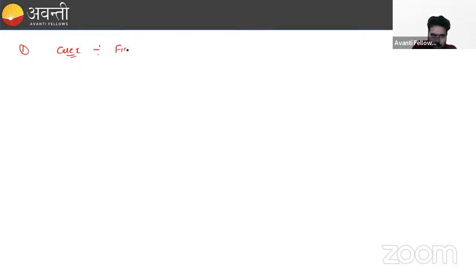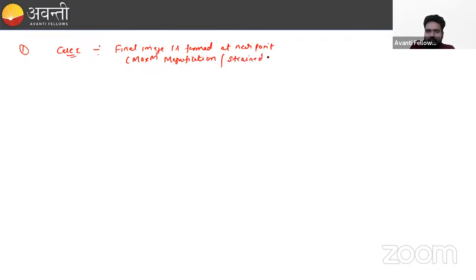So we consider if the final image is formed at the near point. Correct, guys? What is the meaning of near point? We already know this is the case of maximum magnification, or we can say that in this case we feel some stress, or we can say this is the case of the strained eye. Correct. So in this case, what will happen, guys?